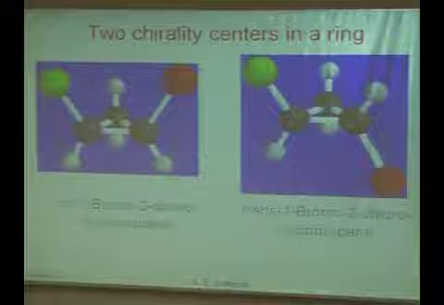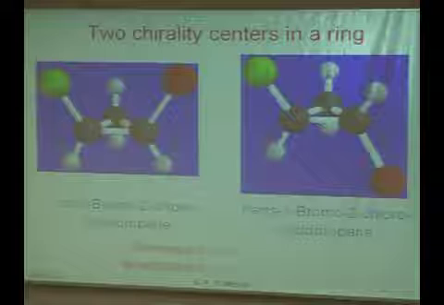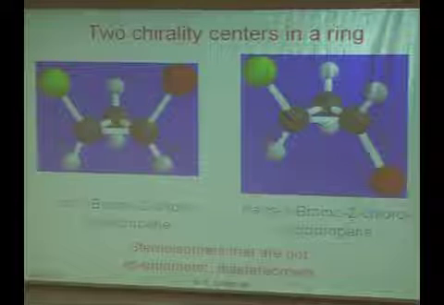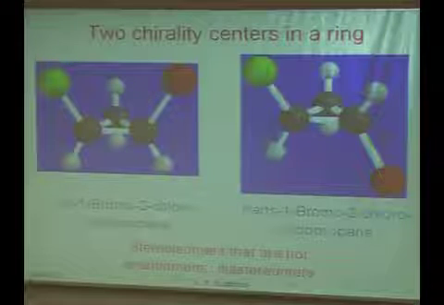Now, if I take the cis-1-bromo-2-chlorocyclopropane and the trans-1-bromo-2-chlorocyclopropane, they are not enantiomers. Therefore, they are diastereomers. They are stereoisomers that are not enantiomers. Therefore, we call them diastereomers.